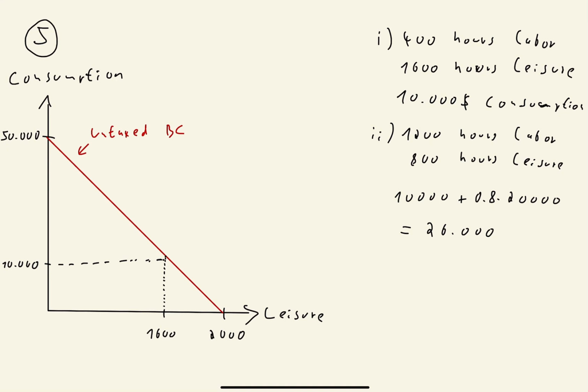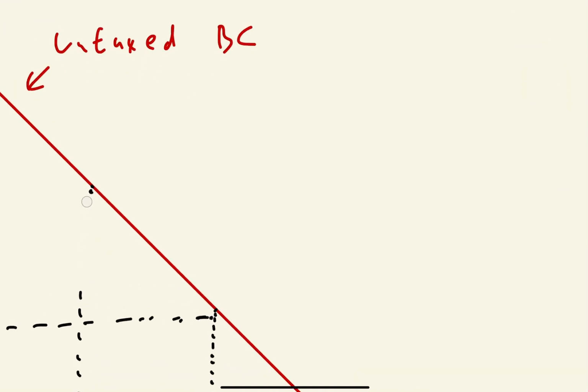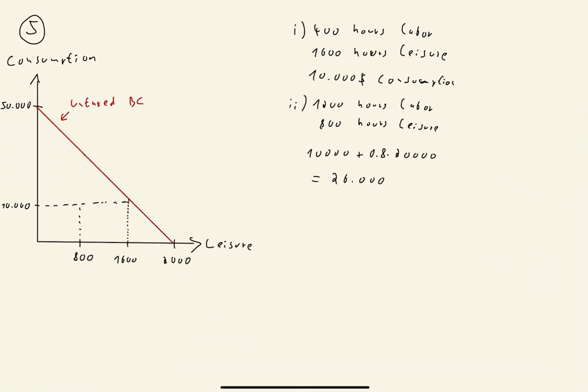So at 800 hours of leisure, which should be somewhere around here, we are somewhere here. Of course, sorry, I made a mistake. We are, of course, not there, this was bad. Just 1 second, sorry. Because obviously, it will be somewhere around here. So it will not be exactly on the old budget constraint, obviously. It should be somewhere around here.